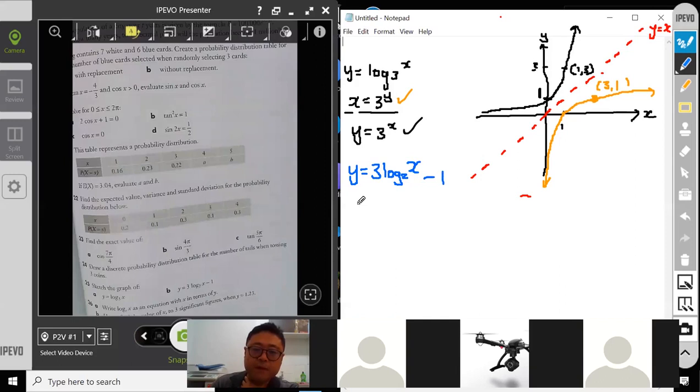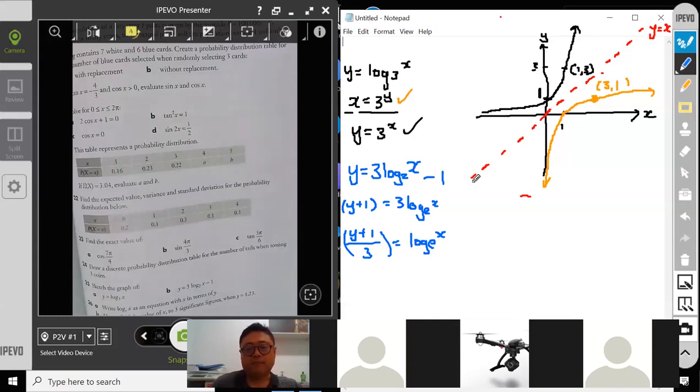So y plus 1, and then divide both sides by 3. So y plus 1 over 3 equals log base 2 of x. Is that right? It's log base 2 of x. Of course it is. Let me just change that. Hang on.